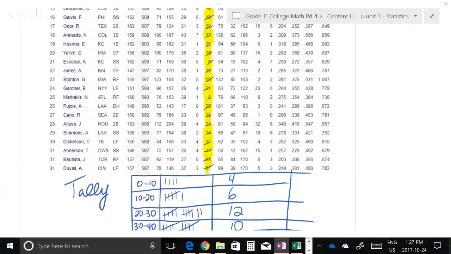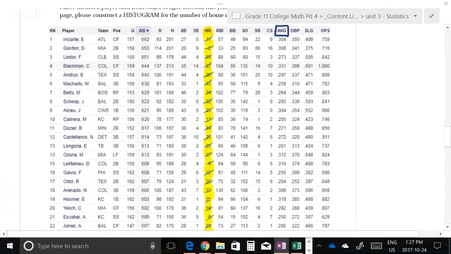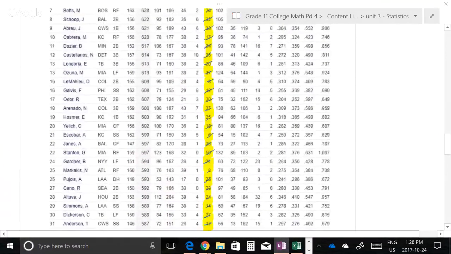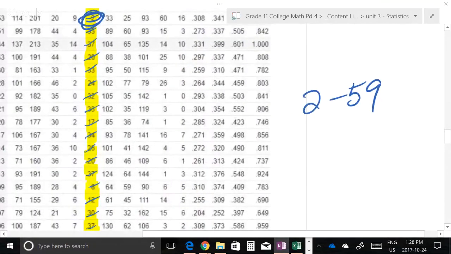And when we looked at this list, the lowest number of home runs for this group of players, I think, was 2. And the highest number, I think, was 58. Am I remembering that right? 59. So we had from 2 to 59. Now, could I start my first bin at 2 if I wanted to? Yeah, but that's going to give me weird, ugly numbers, right? So where did I start my first bin? I started my first bin at 0.